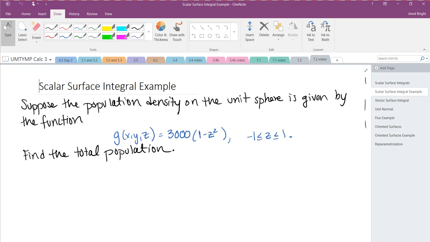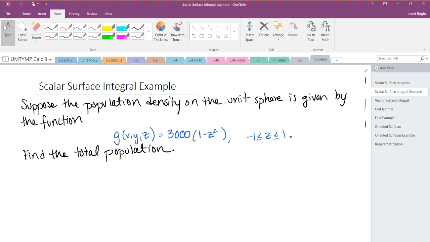In this next example, we're going to attempt to model what the population density on the unit sphere would look like. This is an attempt at modeling the population density on Earth, but assuming an average population density across the entire sphere rather than populations being clustered. Okay, so here we go.